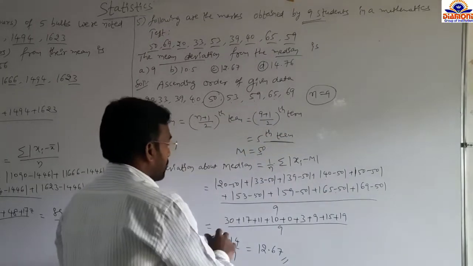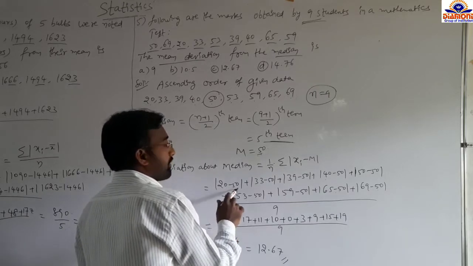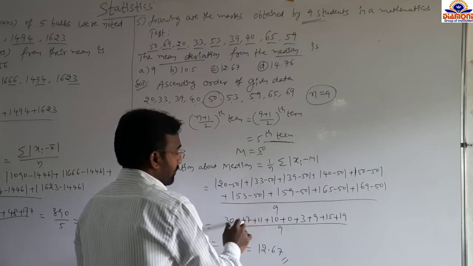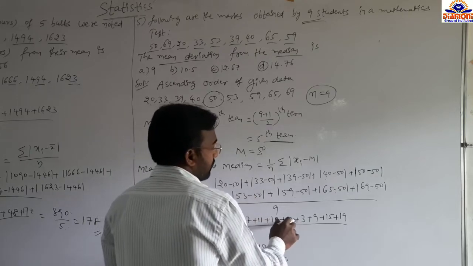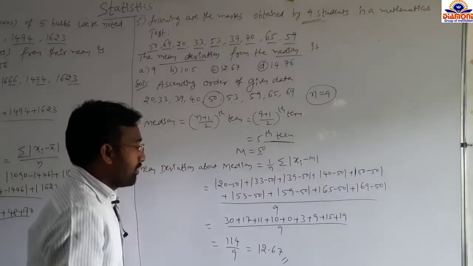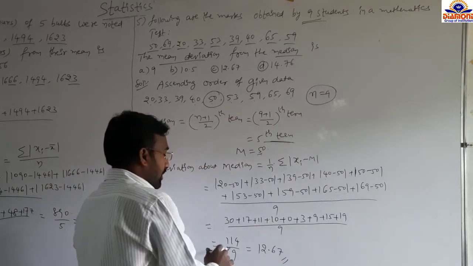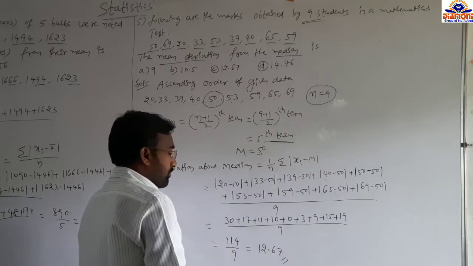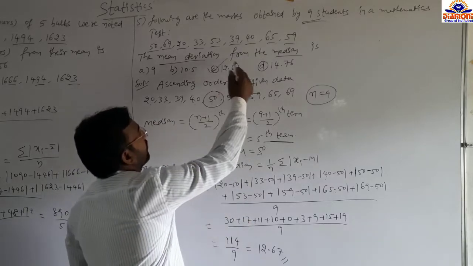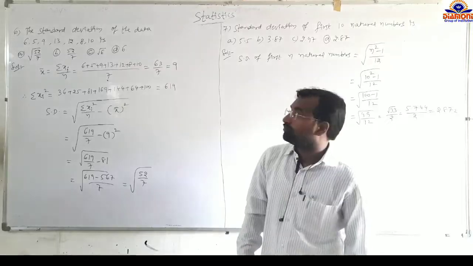So that equals what? 20 minus 50 is minus 30. You can take it positive, minus 30 modulus is 30. Next 17, 11, 10, 0, 3, 9, 15, 19. Addition divided by 9, so that is 114 by 9. 114 by 9 is 12.67. So the option is C.